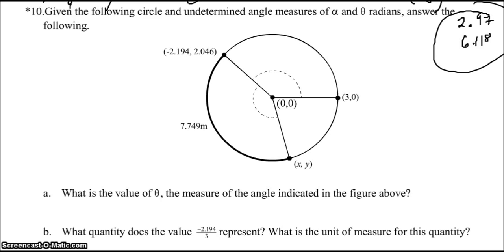Given the following circle and undetermined angle measures of alpha and theta, answer the following. What is the value of theta, measure of the angle indicated in the figure above? I don't see a theta, but I'm going to guess that it's this angle here. And to find theta, we would just take our arc length, which is 7.749 meters, divided by the radius of 3 meters. And we would come out with 2.583 radians.